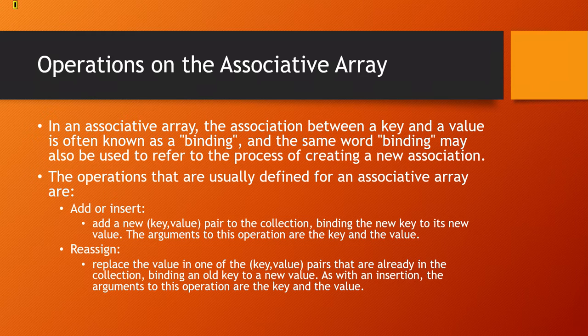There are four basic operations that are usually defined in any kind of associative array. The first is adding or inserting. In this operation we add a new key-value pair to the collection. So basically we bind a new key to its new value. The arguments to this operation are the key and its specific value.